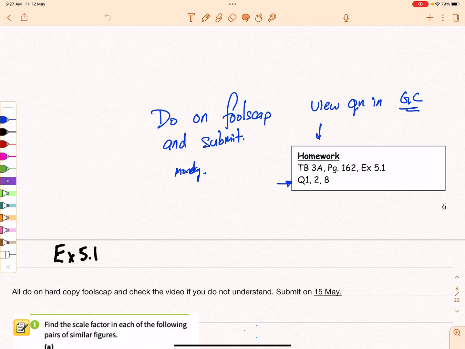Right, good morning everyone. Today's HBL will be on checking your understanding for exercise 5.1. You have already done your questions on hard copy foolscap, and now I would like you to check your answers and submit on 15th of May. Alright, so let's go.